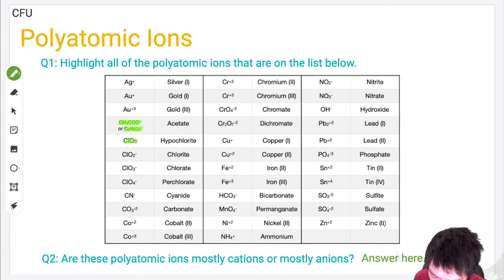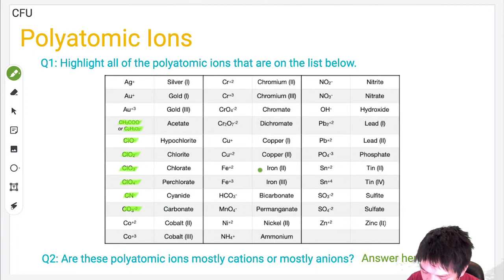We have hypochlorite, is polyatomic, it has a -1 charge. Chlorite, which looks similar, but there's an additional oxygen atom, that's also a -1 charge. That one's polyatomic. There is chlorite, that's chlorate. Okay, so just be very careful. They are named very similarly, but they are different. There is a difference in the number of oxygens, but they all seem to have a -1 charge. Perchlorate, cyanide, carbonate, these ones are polyatomic.